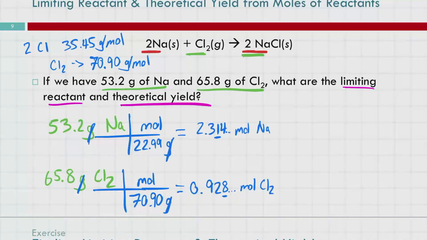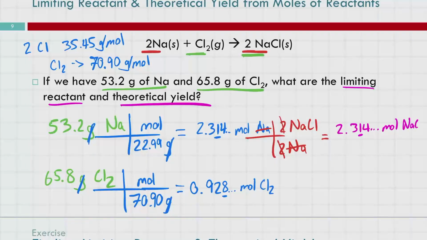So we'll apply these ratios for our sodium. 2 to 2 is the same as 1 to 1. But we should be diligent and write it out anyway. So 2 NaCl on top, 2 Na on the bottom. The 2's cancel, the Na cancels. And it's just going to be 2.314... moles NaCl. We could round that to 2.31 moles salt.